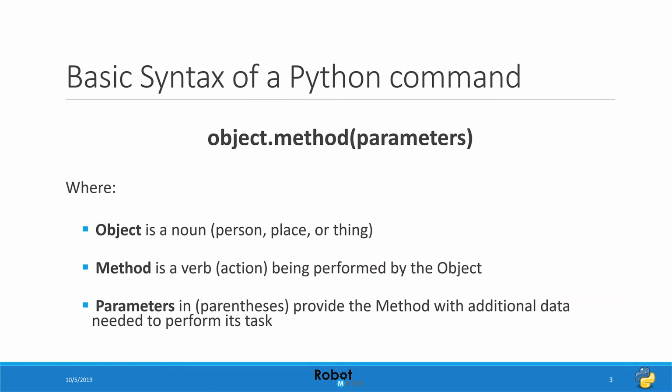When using an instance of an object in Python, we use the dot operator to access its methods, which are the actions that the object can perform. Occasionally, we need to provide additional data.